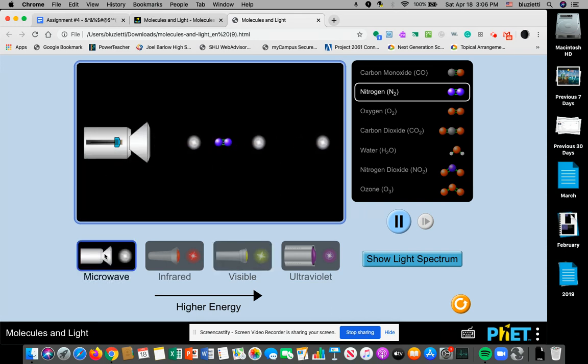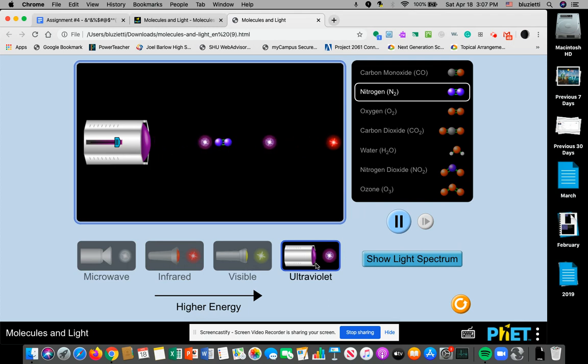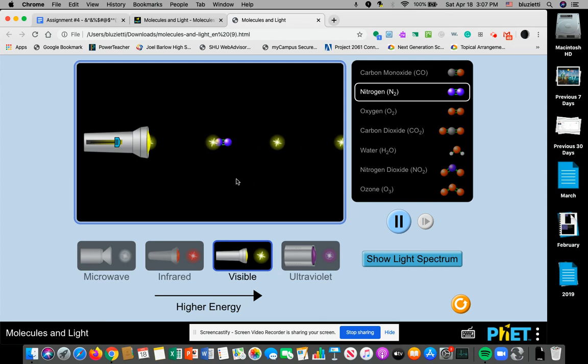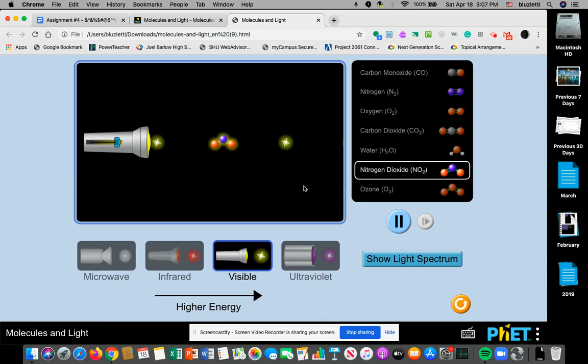Same is true with microwave radiation. Same is true with infrared radiation. Same is true with ultraviolet radiation. So it seems like in terms of its interference with electromagnetic radiation, nitrogen gas is pretty non-interactive. But we're going to find that that's not always the case. Let's go back to visible light. And let me click on nitrogen dioxide.